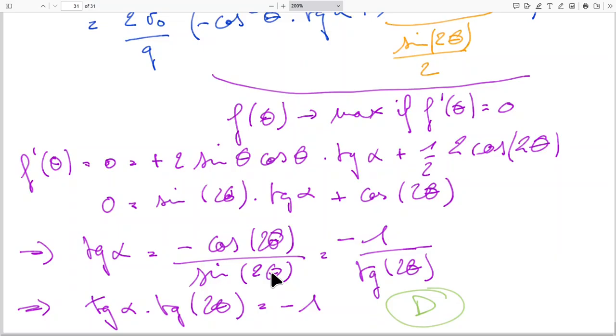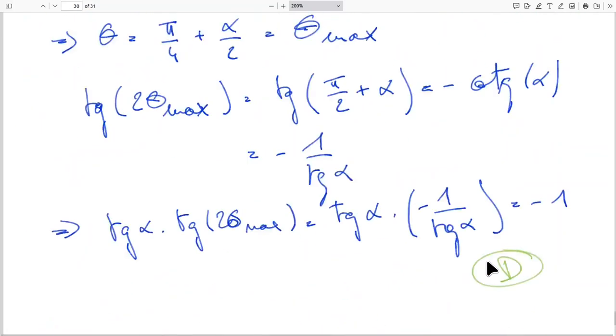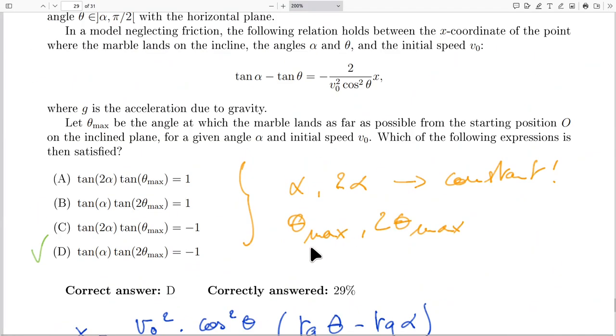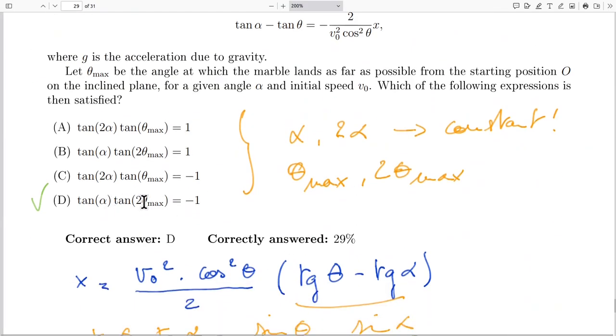over the sine of 2 theta, or that's the inverse of the tangent of 2 theta, so minus 1 over tangent 2 theta, which means that tangent alpha times tangent 2 theta has to be minus 1, and this is obviously theta max because that's what we were looking for. Again, this is answer D. Tangent alpha times tangent 2 theta max is minus 1.